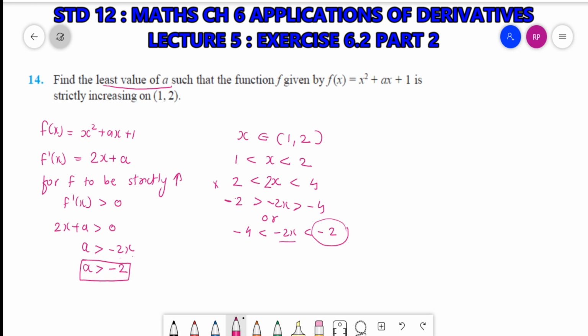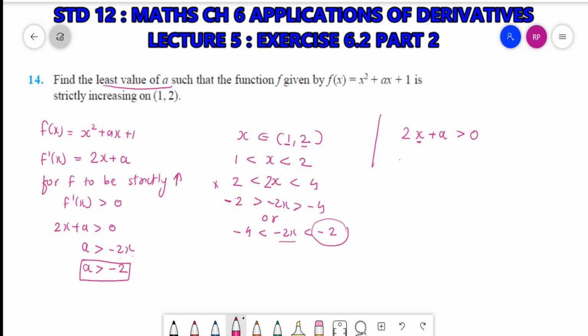Okay, or else we can solve it in a different way also, like 2x + a must be greater than 0. The value of x is 1 and the value of x is 2, right? If I take x as 1, means 2 into 1 + a greater than 0, right? 2 into 1. Clear?